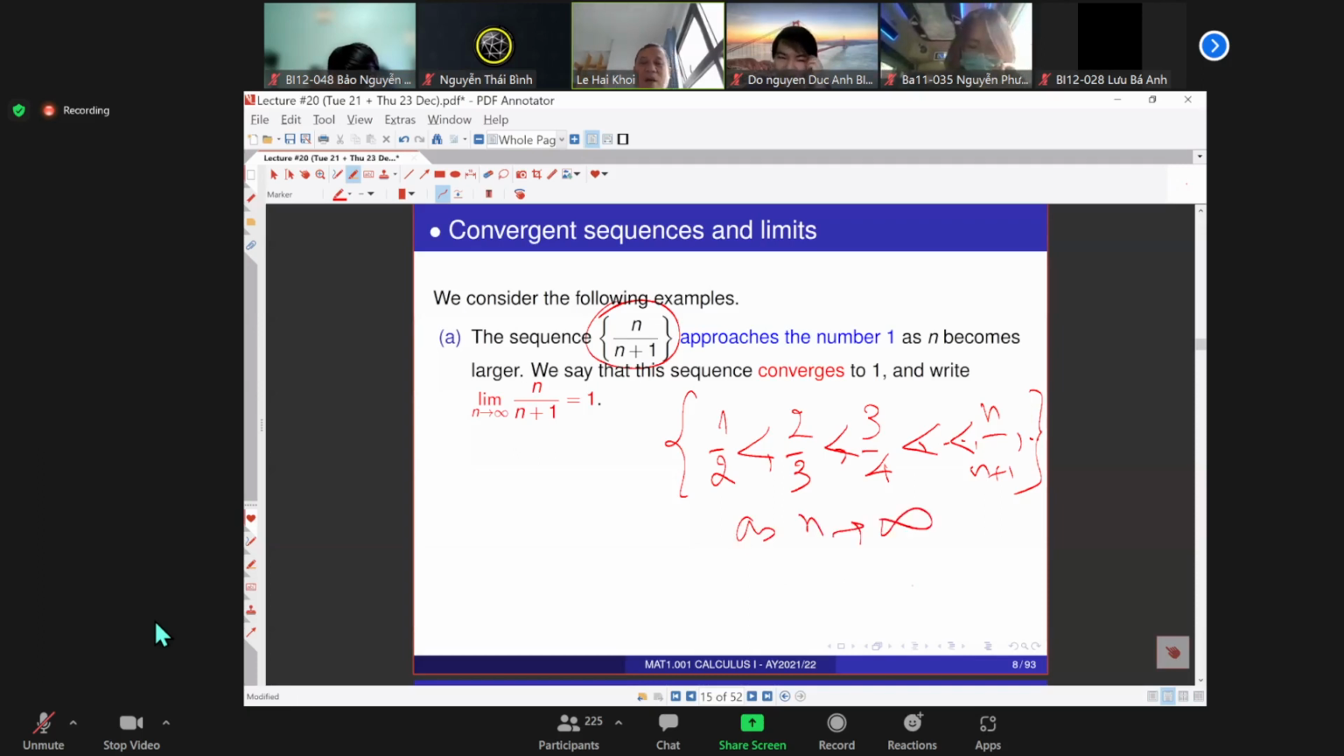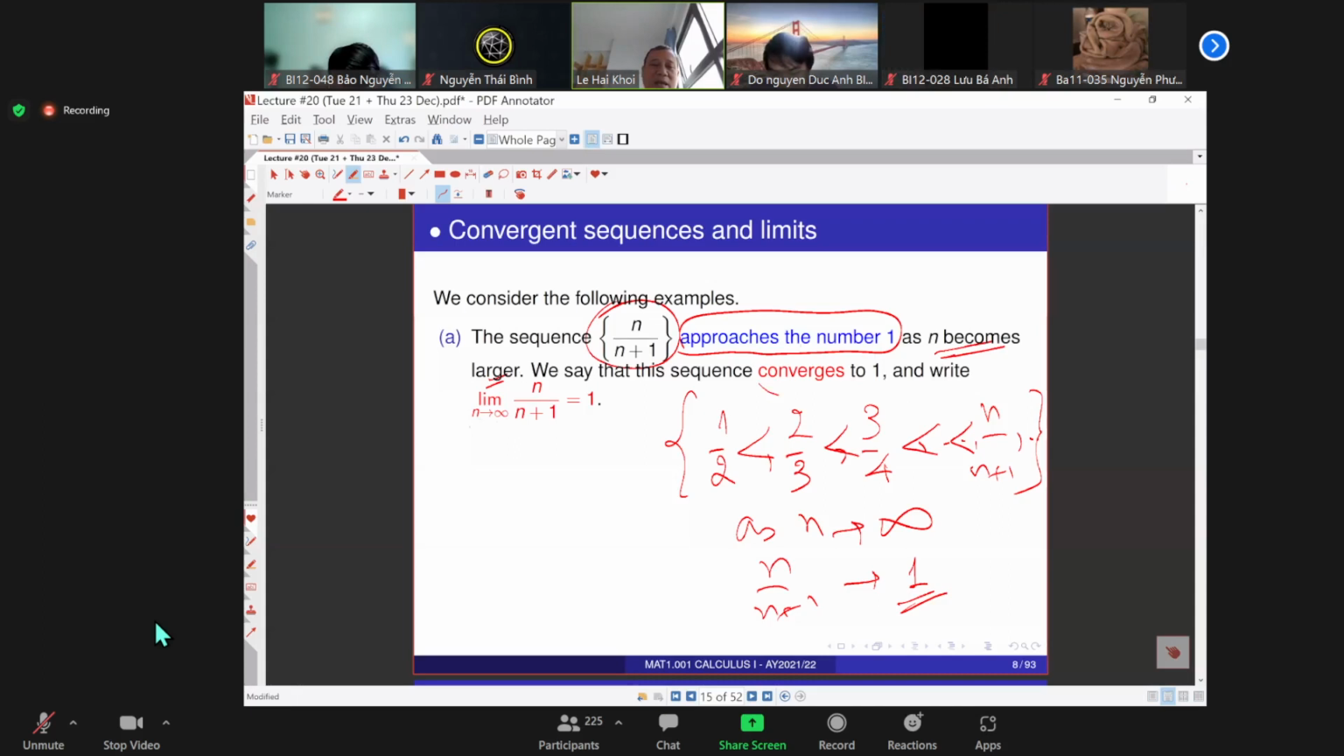N càng lớn bao nhiêu, càng to bao nhiêu thì n trên n cộng 1 càng gần số 1 bấy nhiêu. Right. So this sequence approaches the number 1 as n becomes larger. Cao, to hơn, lớn hơn. In this case, we say that this sequence converges to 1. And we write limit n tends to infinity of n/(n+1) is 1. Đấy, lưu ý chuyện đấy. Converge. Và n ở đây là chỉ số chứ không liên quan gì đến x hay t của hàm số nữa đâu.